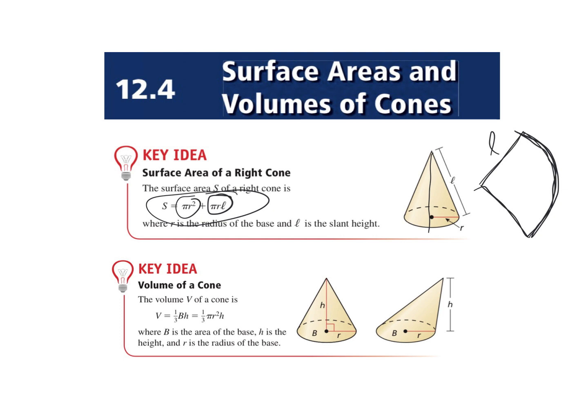Remember that's a two-part piece you need for the surface area of a cone. Now, the volume of a cone is still the same thing: the area of the base times the height, and you take 1/3. You divide by 3. In a cone, the base is a circle, so that's pi r squared times the height, and then you divide by 3. That's fairly simple.